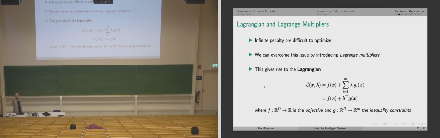And so we have a number of inequality constraints, and we can pack them into one single vector constraint, and then we have a vector of Lagrange multipliers, and our inequality constraint then maps to R^M instead of mapping to R. Instead of having a collection of inequality constraints, we just have one vector-valued inequality constraint.